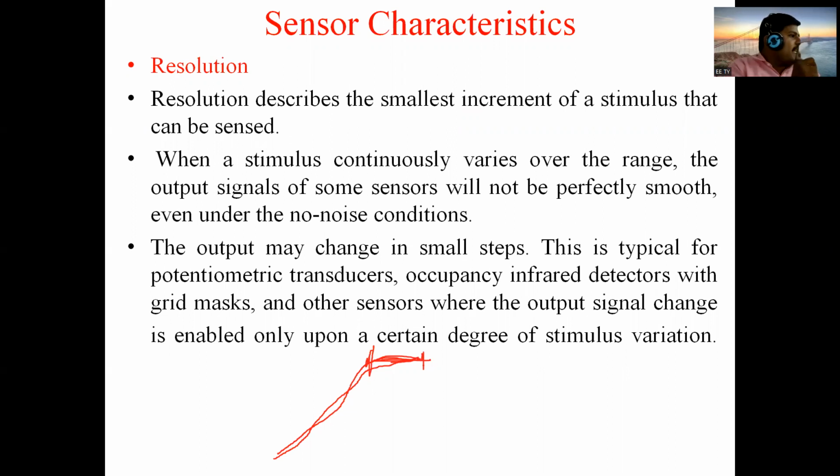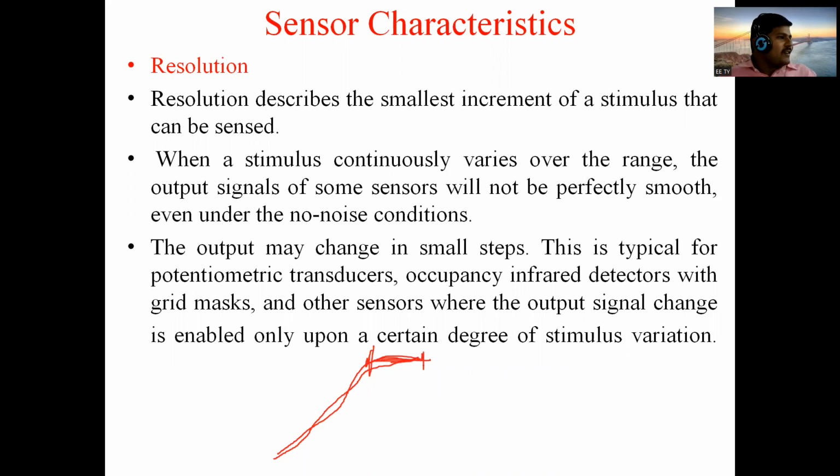If there is a small change in the input stimuli, like with a projector when you vary that knob, then the resolution changes. So if a small increment or a small decrement is there, the smallest increment in that stimulus is represented by resolution. Did all of you understand the resolution concept? Resolution describes the smallest increment of the stimulus that can be sensed when a stimulus continuously varies, right?